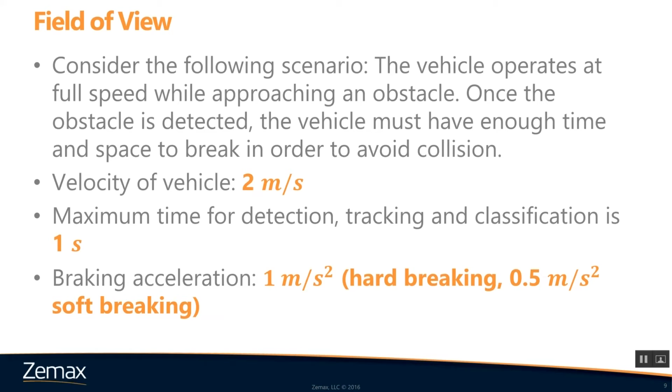The velocity of our vehicle is going to be 2 meters per second. Maximum time for detection, tracking, and classification is going to be about 1 second. And our braking acceleration is going to be 1 meter per second squared. Now, that's going to be hard braking. It actually would be 0.5 meters per second squared if we were doing soft braking, quote unquote.